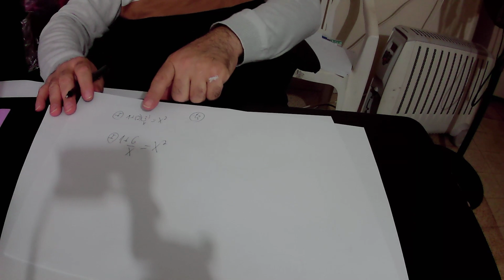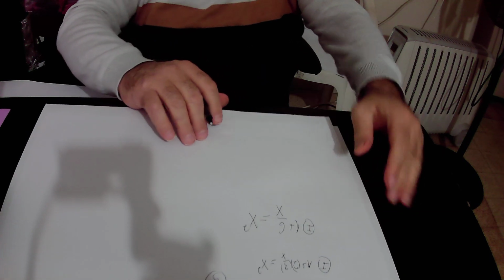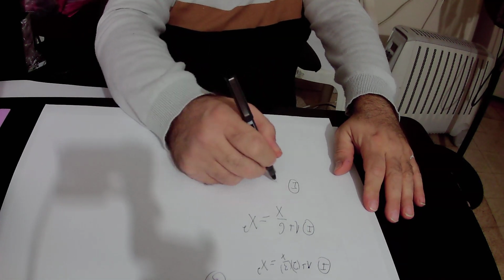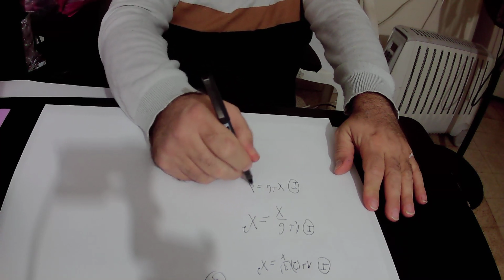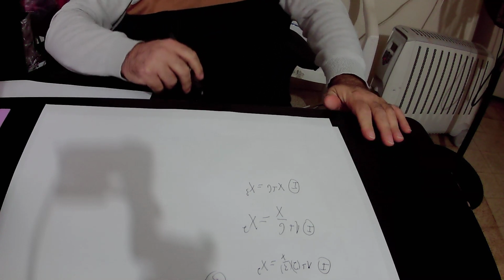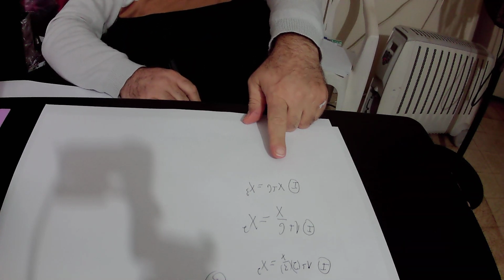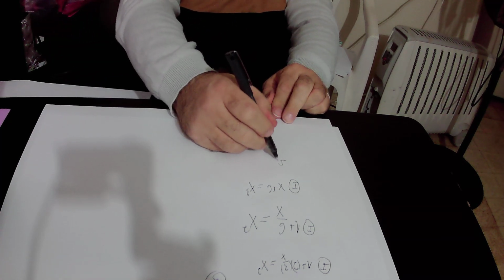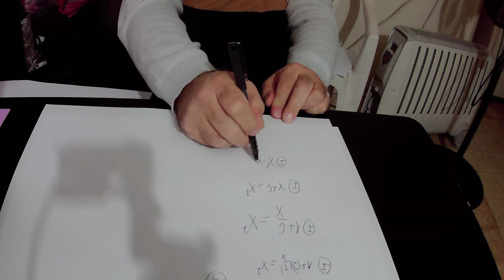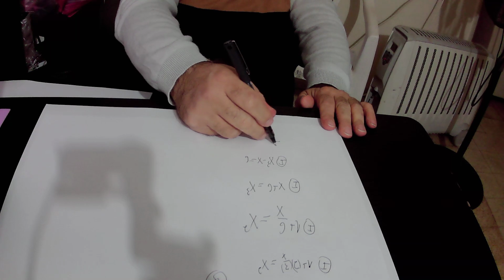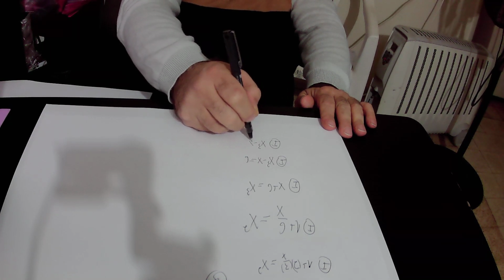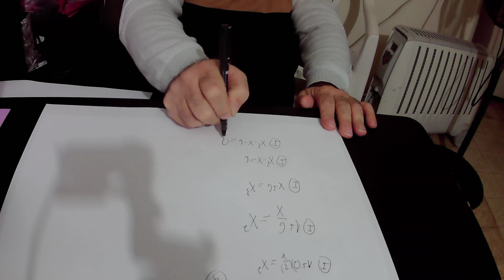So here we will multiply by X, equation number 1, and we will get that X plus 6 equals X squared times X, which is X cubed. Here we will subtract X from equation number 1, and we will get that X cubed minus X equals 6. We will subtract 6 from equation number 1, and we will get that X cubed minus X minus 6 equals 0.